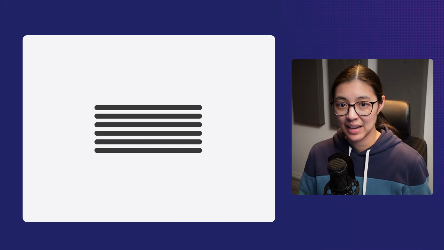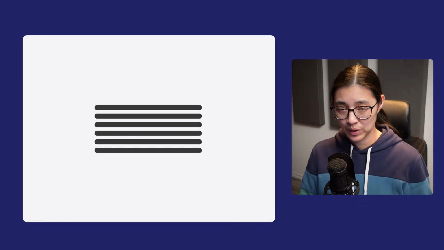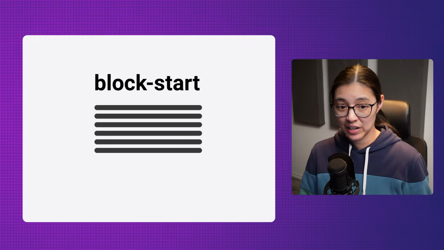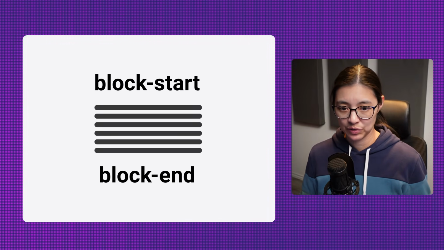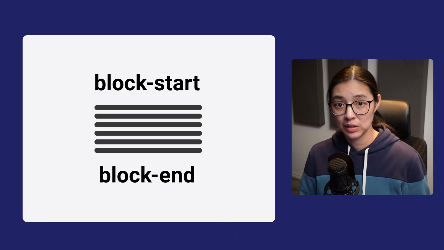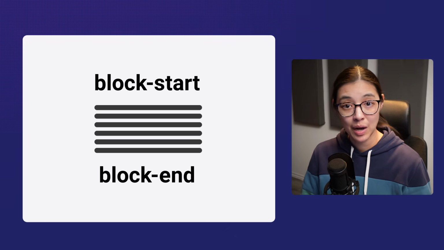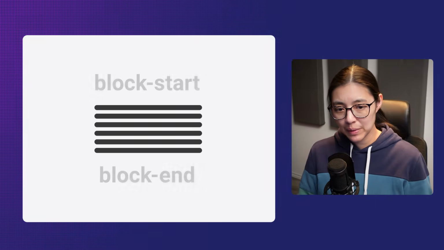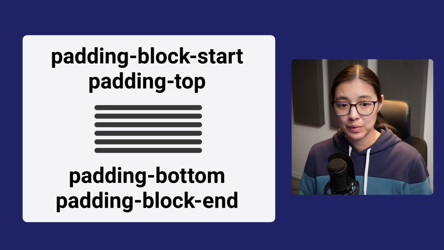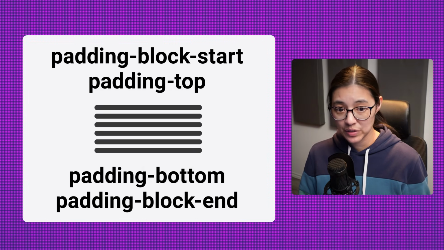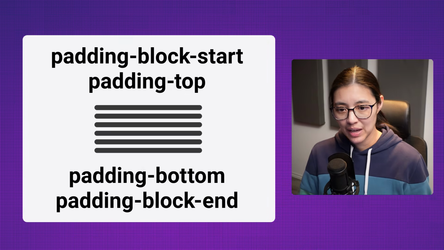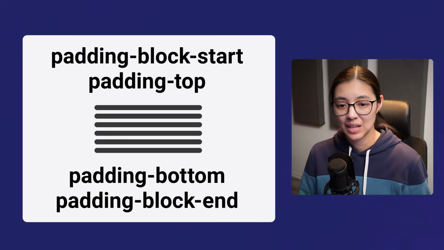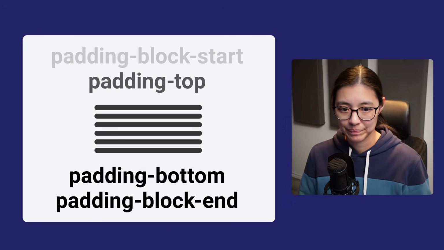So what this means is that in standard English and most Western languages, the block direction is the vertical direction because multiple lines of text are written starting from the top and moving down toward the bottom. And with the writing mode directions, we have the logical properties padding-block-start, which is the same as padding-top, and we have padding-block-end, which is the same as padding-bottom.